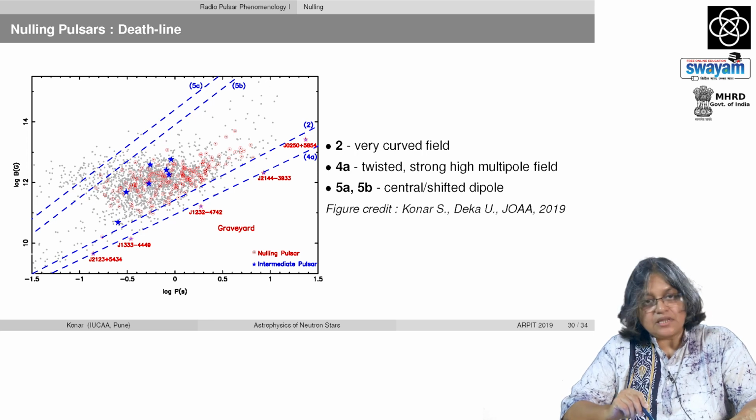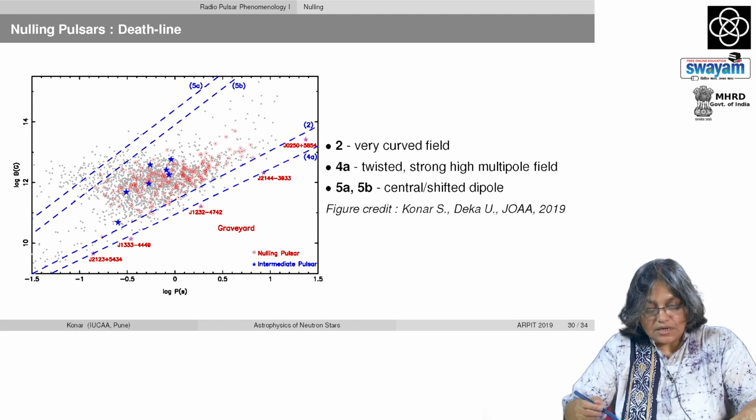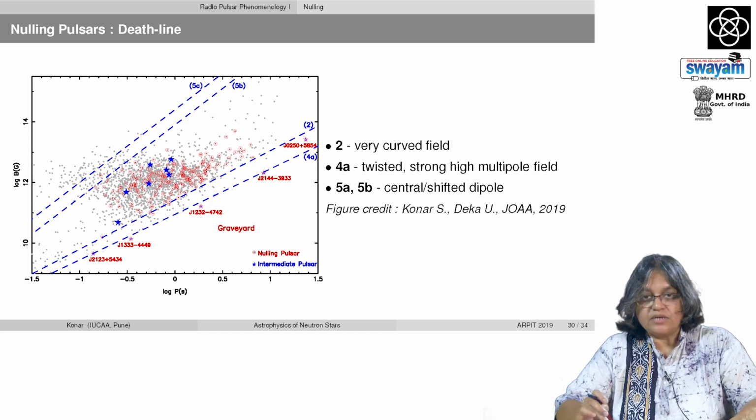Now, this death line by which the nulling pulsars are being more or less constrained is a death line which has been generated by assuming an extremely curved magnetic field. So, is it possible that the nulling pulsars, or the pulsars which experience nulling, have extremely curved magnetic fields? We do not know yet; future observations might tell us about it.